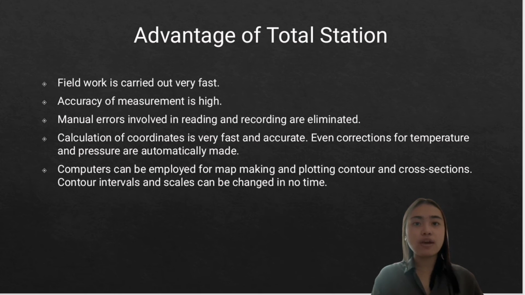The advantages of total station are, first, fieldwork is carried out very fast. Second, accuracy of measurement is high. Number 3 is manual errors involved in reading and recording are eliminated. Number 4 is calculation of coordinates is very fast and accurate. Even corrections for temperature and pressure are automatically made. Number 5 is computer can be employed for map making and plotting contour and cross-section. Contour intervals and scales can be changed in no time.